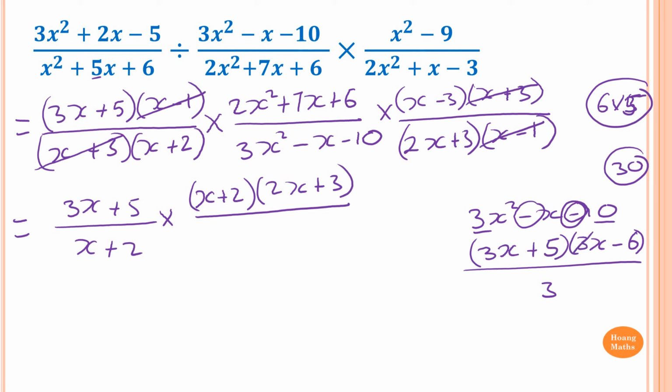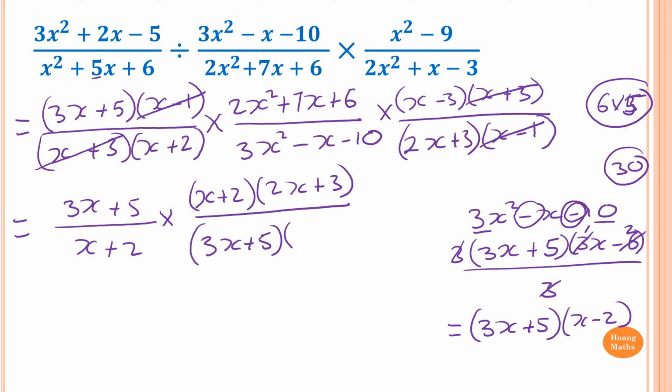Now 3 and 6, the common factor is 3. I take it out. So leave it 1 here and 2 here. These 3 cancel out, of course. So the answer for this is 3x plus 5 and then x minus 2. So I write it out. So 3x plus 5 and then x minus 2.